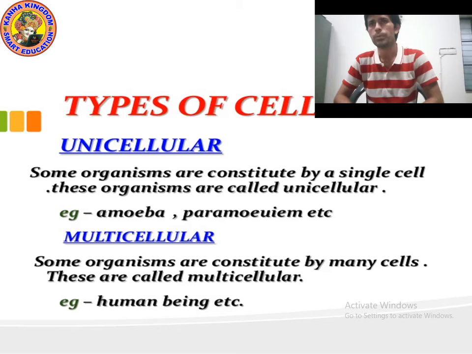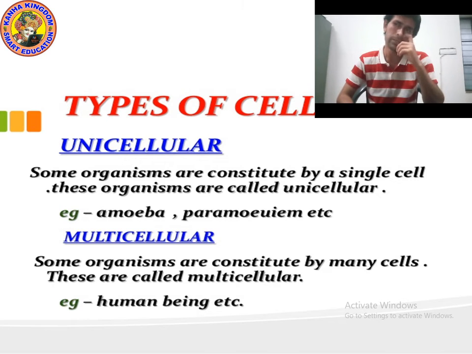Yes, whose body is made up of a single cell. Some organisms are constituted by a single cell. These organisms are called unicellular, like amoeba and paramecium. But there are many organisms which are multicellular. Some organisms are constituted by many cells. These are called multicellular organisms, like human beings.